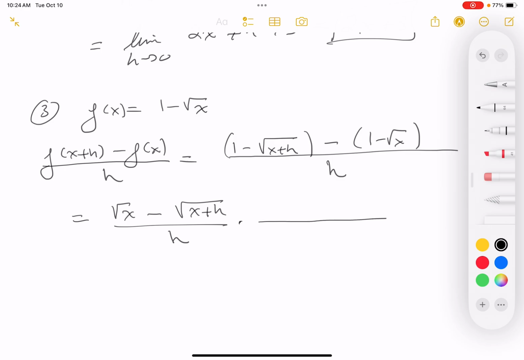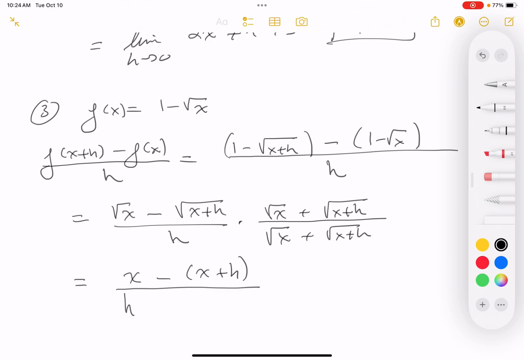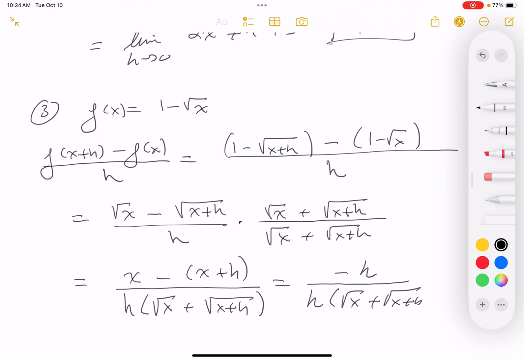What I'm going to do now, I can multiply the top and bottom by the top's conjugate, which is root x plus root x plus h. What do you get over here? Well, the conjugates are nice. You just get x minus x plus h. We'll do that later. On bottom, you get h root x plus the root of x plus h. What happens over here? You left off with minus h over h root x plus the root x plus h.